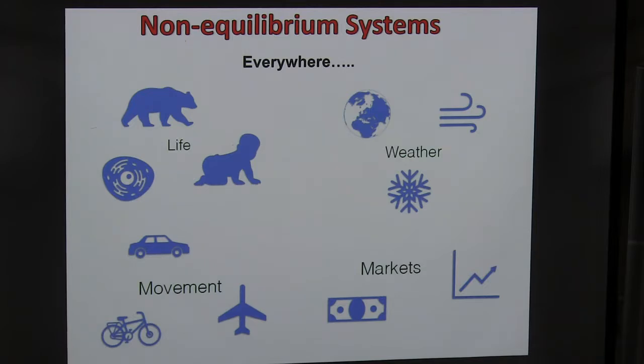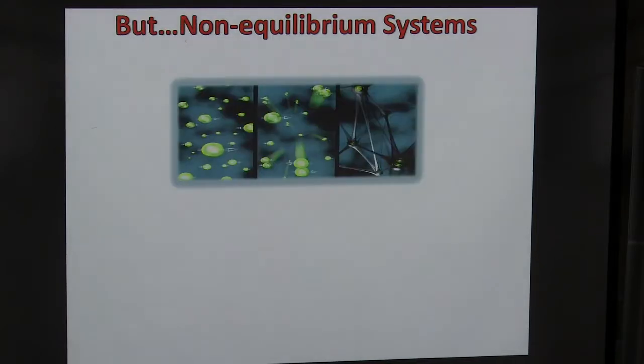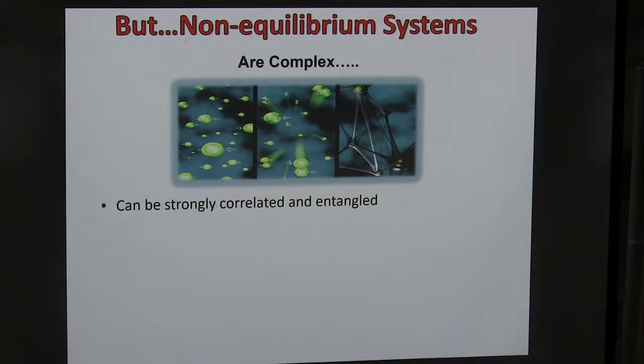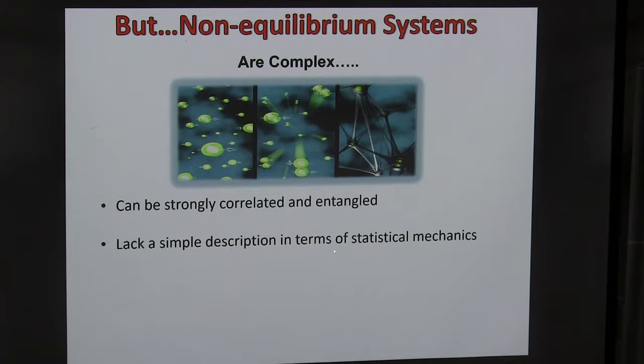And perhaps the most intriguing case is when we are talking about quantum systems, because quantum systems are extremely complex when they're out of equilibrium and strongly interacting. We had a very nice talk yesterday which told us that, in fact, these out of equilibrium systems tend to be strongly correlated and entangled. And because of that, and because of a lack of methodologies, a simple description in terms of statistical mechanics typically is not appropriate.